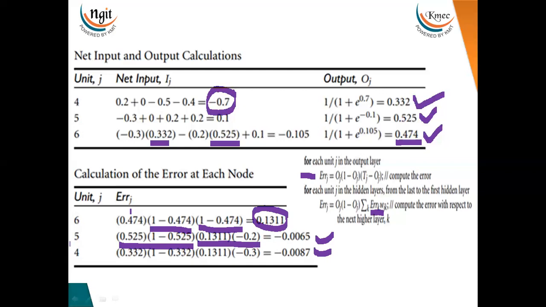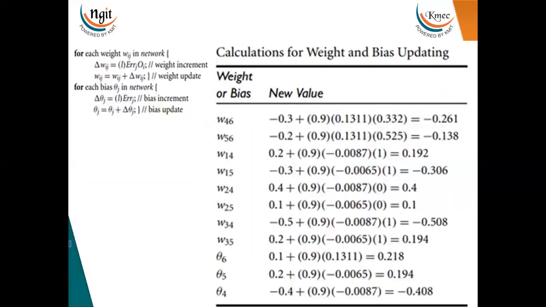Now, using these values, how will you calculate the delta? To calculate the delta, meaning how you will update the weight, you have to multiply the learning rate with that error and the output, and then that will be added to your old weight to get the new weight. Now, what is your old weight?